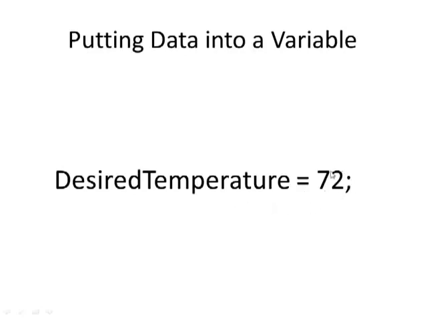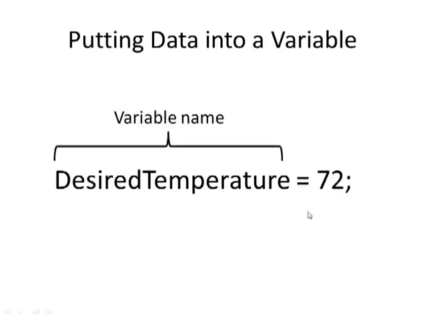So in this case, what's on the right-hand side is the value 72. So it takes the value of 72 and assigns it to the variable desired temperature. In a sense, it's putting the number 72 into this memory location. Okay? You can kind of think of the assignment operator as an arrow pointing left.